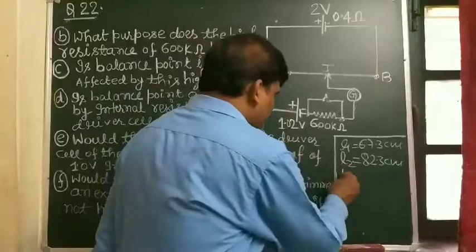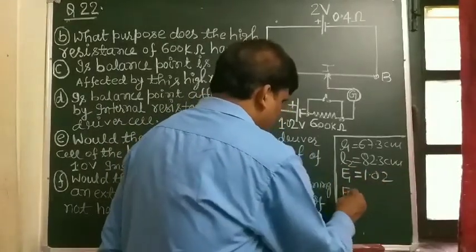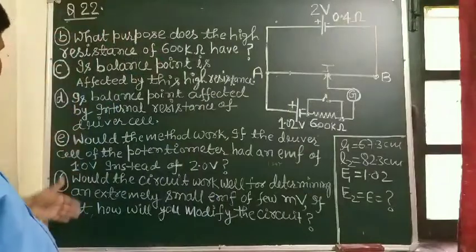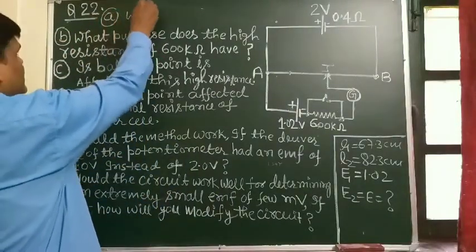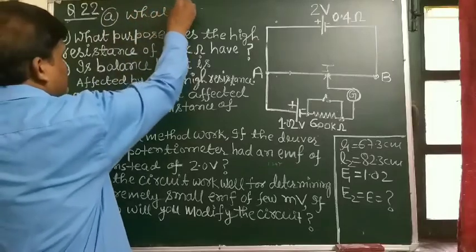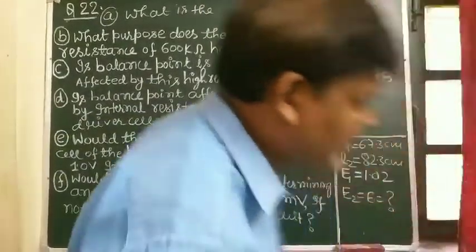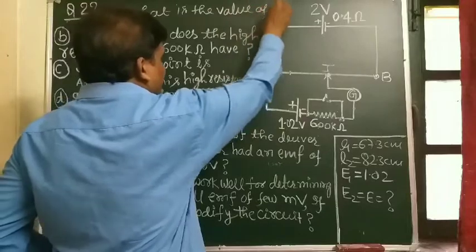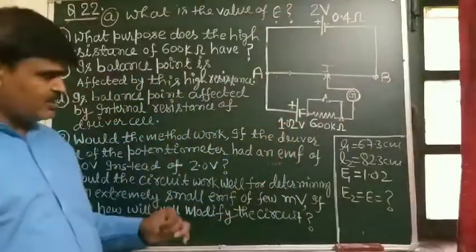The EMF of the first cell is given, and we have to find E, the EMF of the second cell, when it is replaced by another cell. The first question is: what is the value of E?